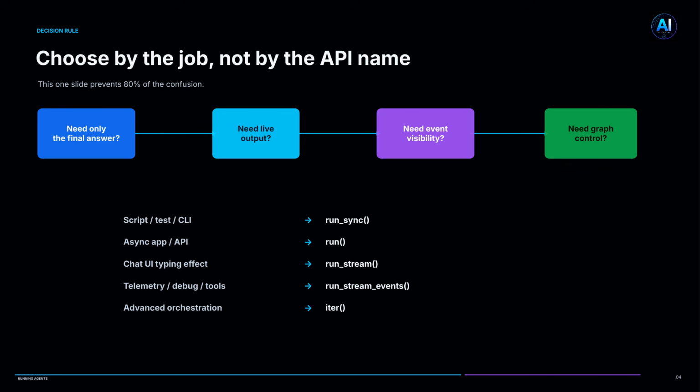This is the decision rule that prevents most of the confusion. If you only need the completed result, use run_sync or run. If you need a live answer in a user interface, use run_stream. If you need to see what is happening inside the agent, especially tool calls and partial deltas, use run_stream_events. If you need the deepest level of inspection or control, use iter. We are choosing a run mode based on the behavior our application needs, not learning methods in isolation.